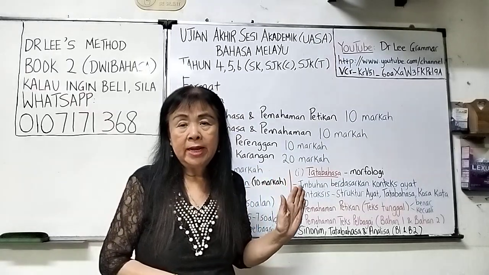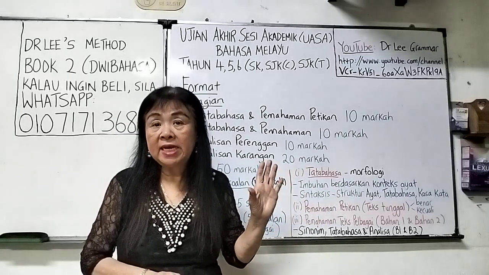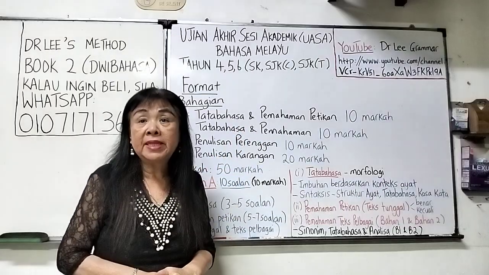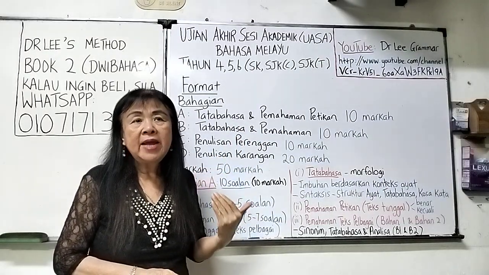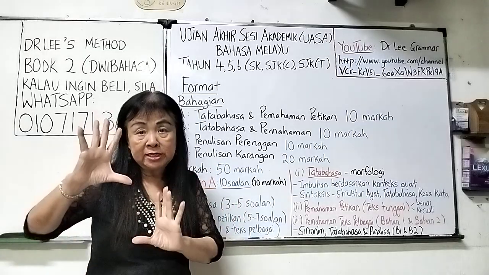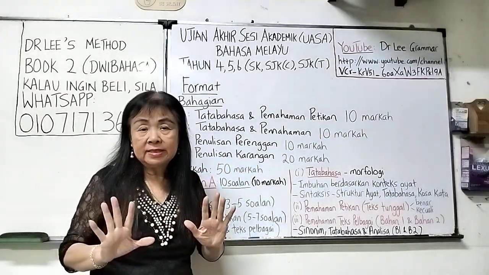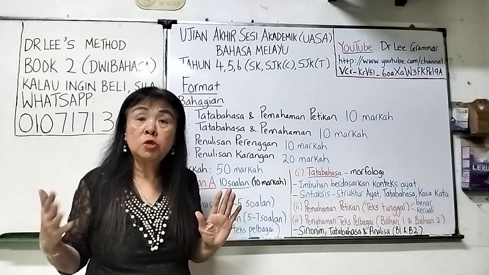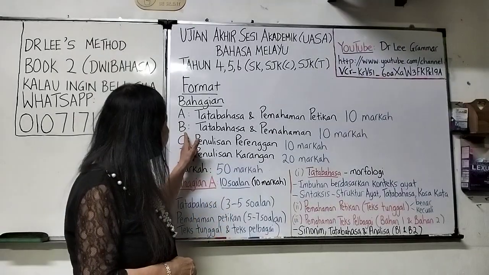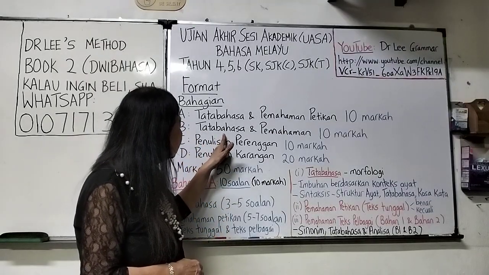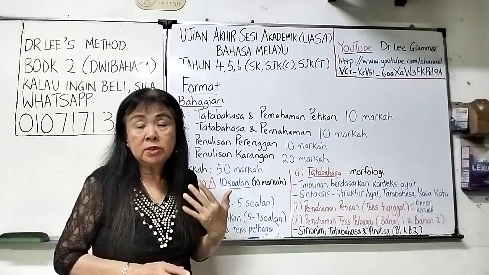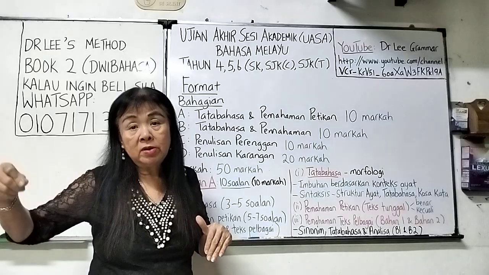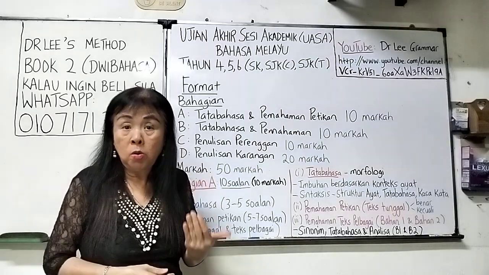So if you look at the board, the format of the paper and the marking scheme. Section A is Tata Bahasa and Pemahaman Petikan, which is grammar and comprehension. Petikan means the passage. That will be 10 marks and 10 questions, objective or multiple choice questions, MCQ. Section B is on grammar, tata bahasa, and pemahaman, so it's almost the same. The only difference is that section A is objective, whereas section B is your own writing. You write out the answer on your own.